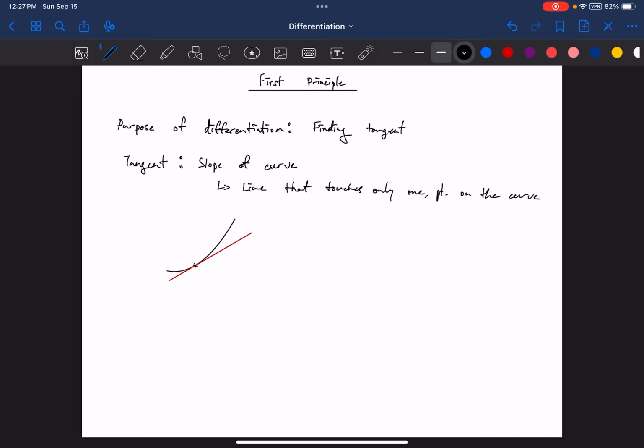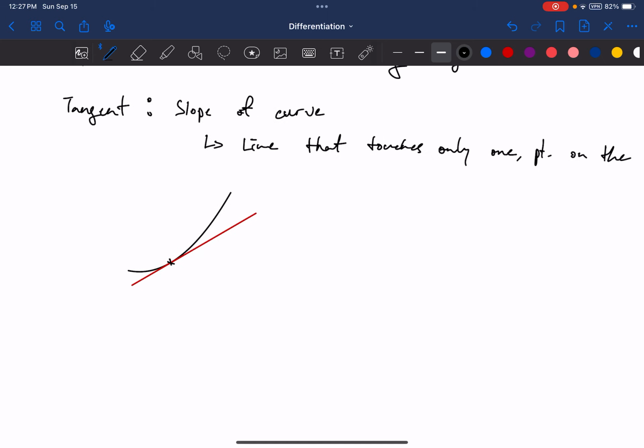Okay, so the first part of differentiation is going to be first principle, or by definition. The purpose of differentiation is to find the tangent. Now, what is the tangent, right? The tangent is the slope of a curve.